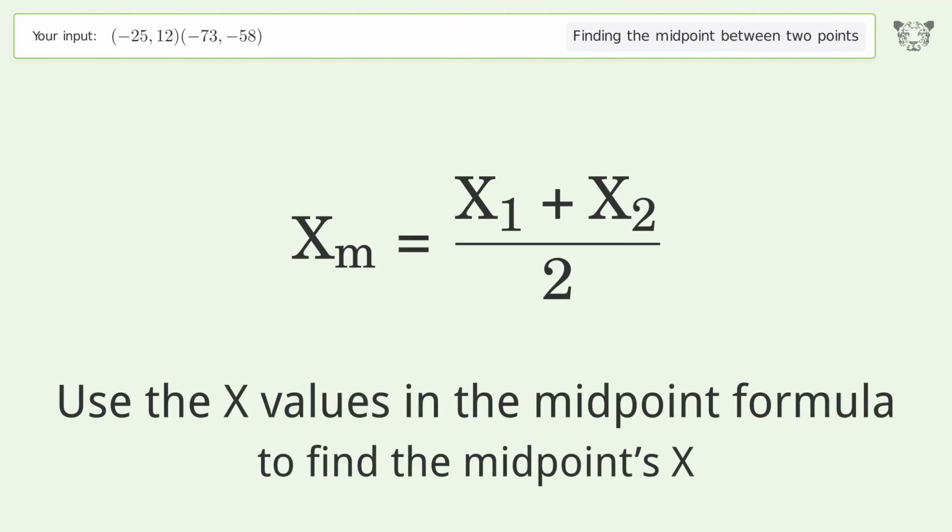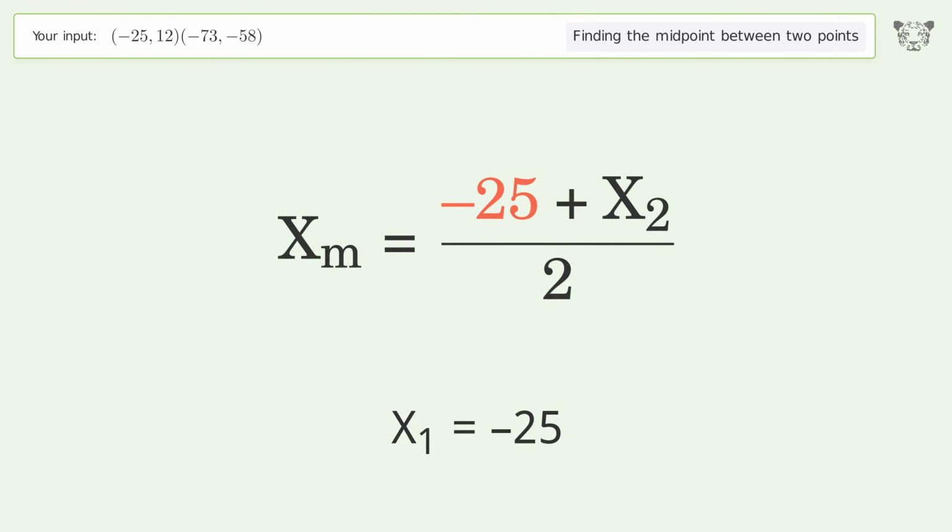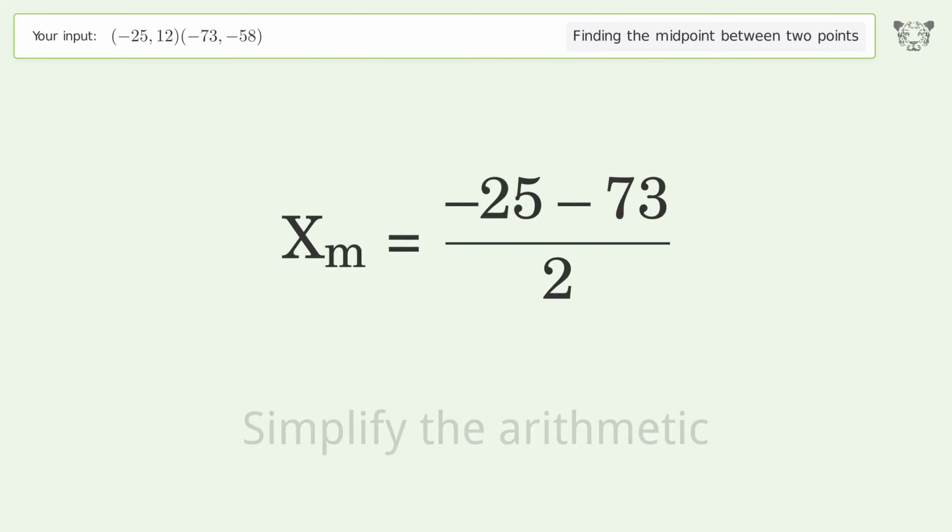Use the x values in the midpoint formula to find the midpoint's x. x1 equals -25. x2 equals -73. Simplify the arithmetic.